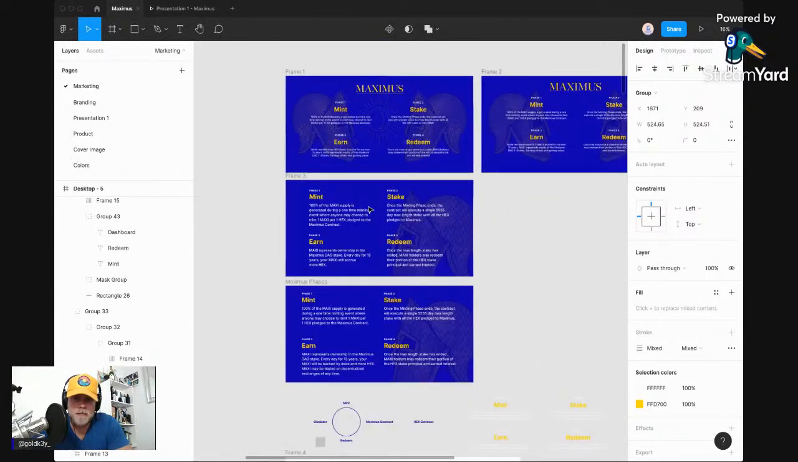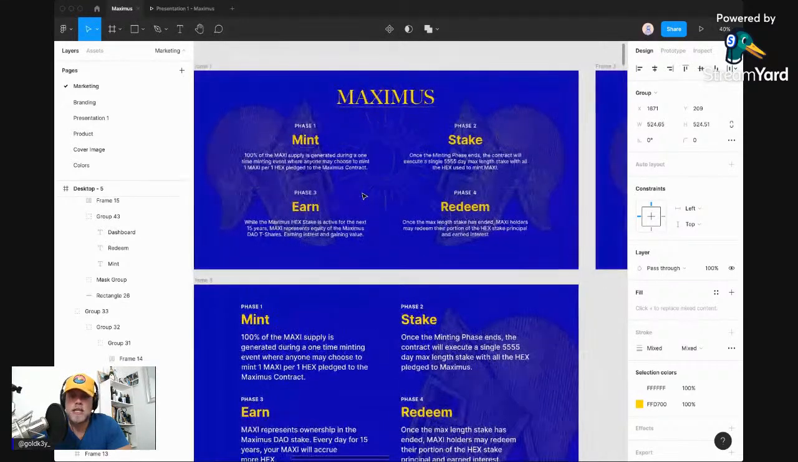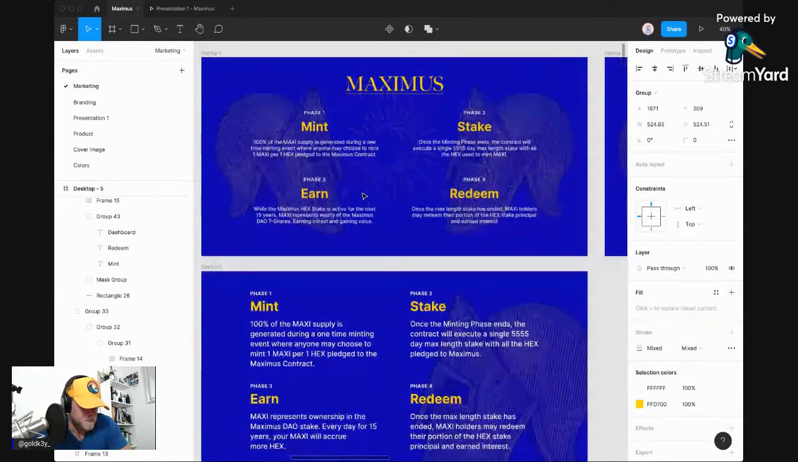So yeah, guys, these were some marketing assets I made. So just kind of talking about those simple phases of Maximus. So you've got your mint, your stake, earn and redeem.